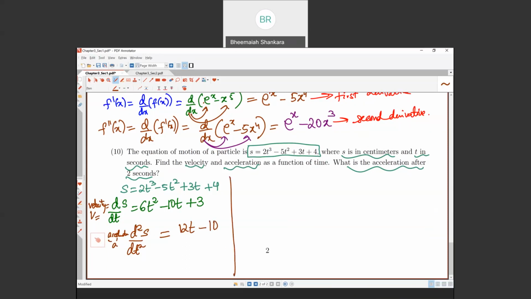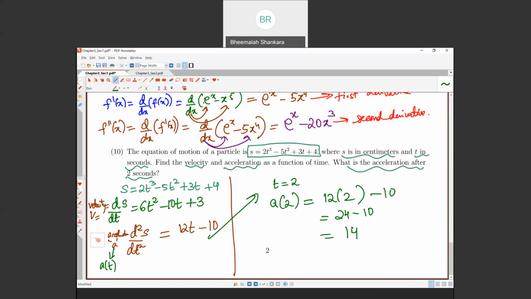Now that we have found the velocity and the acceleration, in this last expression, let me plug in t equal to 2, because you're asked what is the acceleration after 2 seconds. When you plug in t equal to 2, you have a at 2, because a here is a function of time. So I can write a as a(t). So a(2) equals 12 times 2, I'm plugging in t equal to 2, minus 10. Simplify, this is 24 minus 10, which is 14.